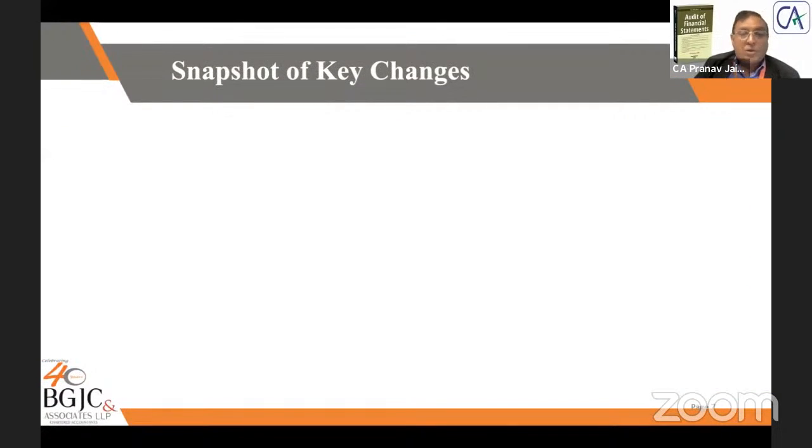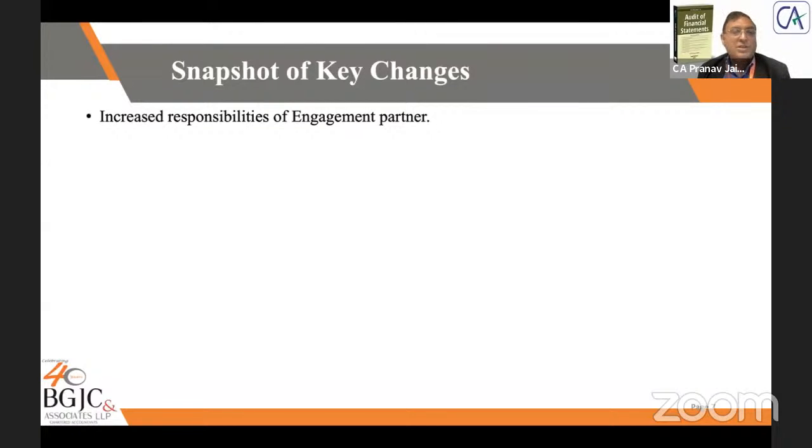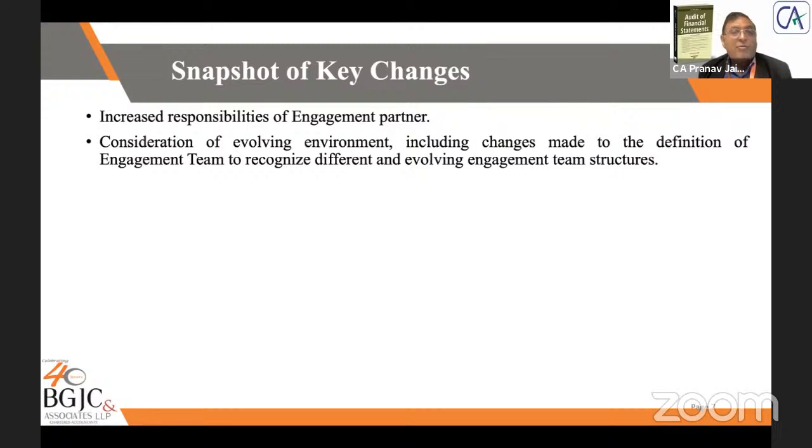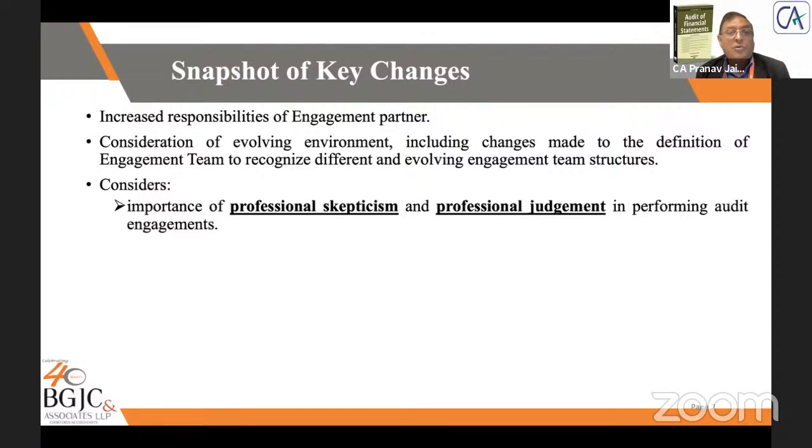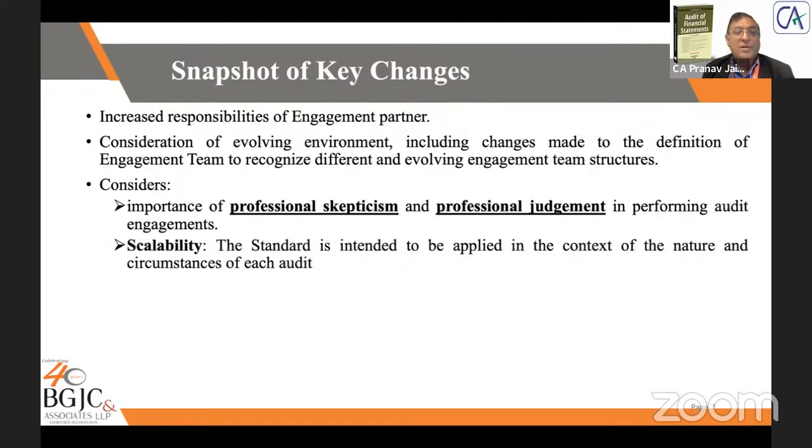So if you look at the snapshot of key changes, as discussed, there are increased responsibilities of the engagement partner, and consideration of the evolving environment, including changes made to the definition of engagement team to recognize different and evolving engagement team structures. This we will discuss in a subsequent slide, what the new definition of engagement team is. And when we talk of the evolving environment, it also talks about intellectual resources and information technology. The standard considers the importance of professional skepticism and professional judgment in performing audit engagements.